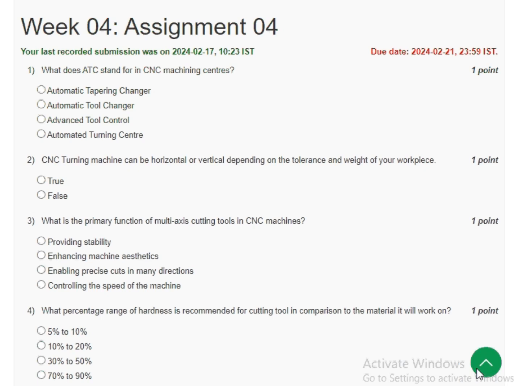So today we will discuss the solution of NPTEL assignment 4 of the subject Computer Integrated Manufacturing, SIM.